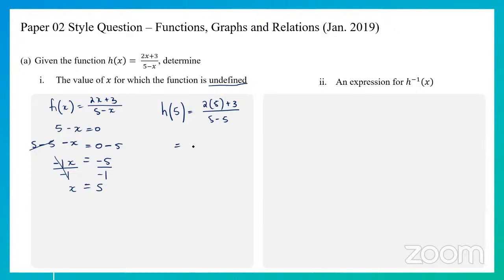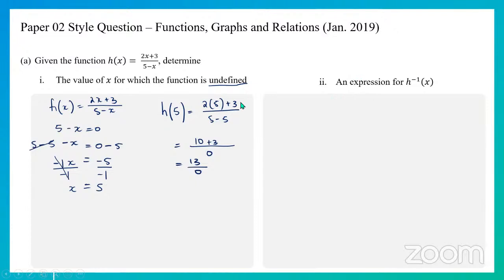5 minus 5, 2 times 5 here is going to give me 10 plus 3 over 0, 13 over 0. You can plug that into your calculator and see that it would show that it is undefined. So as I said, if it's asking for you to show the value of x for which the function is undefined, undefined means that the denominator is equal to 0. So you can start from there, equate your denominator to 0, and find the value of x that would make the denominator equal 0 or the function undefined.